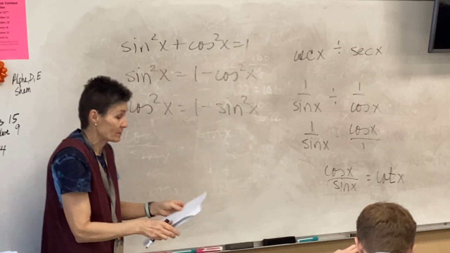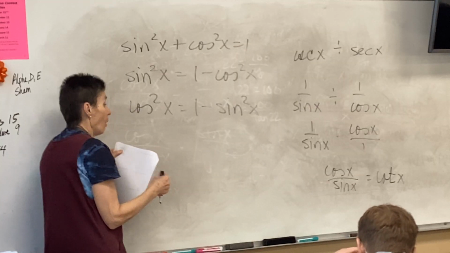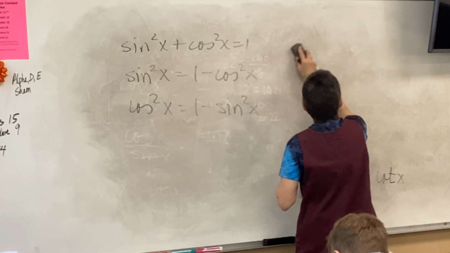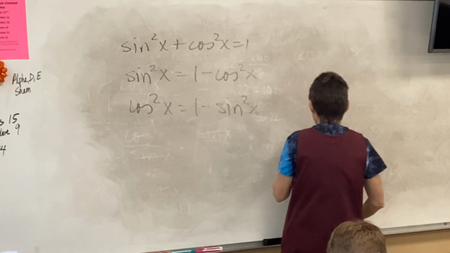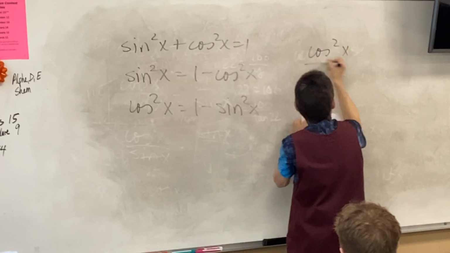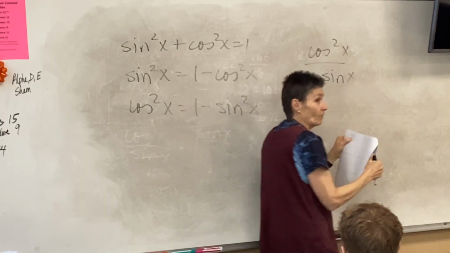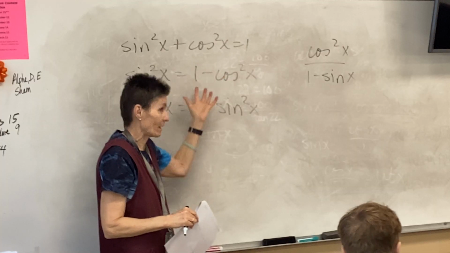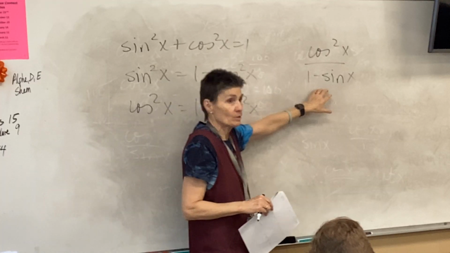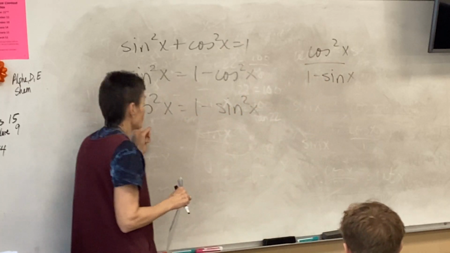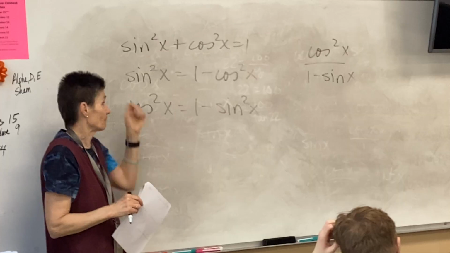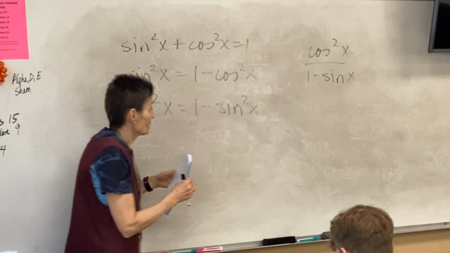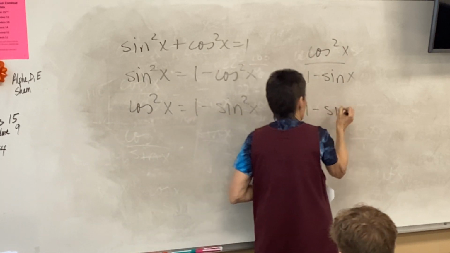So let's look at problem number 6. On the top, I have a cosine squared. On the bottom, I have a 1 minus sine. Now, be careful. These identities, everything has to be squared. These only work if things are squared. So there isn't anything you can do with the bottom. But what do we know about cosine squared? What does cosine squared equal? 1 minus sine squared? So I'm going to write that as 1 minus sine squared.